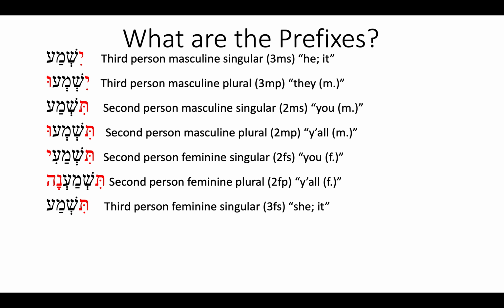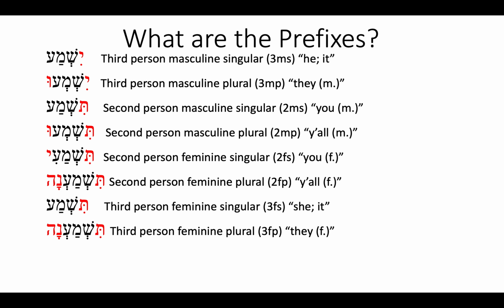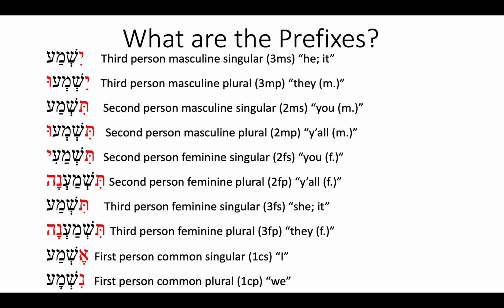Then we have a third person feminine singular, she or it. So that's tishma. We have a third person feminine plural, they feminine, which is tishmana. Maybe that sounds familiar. We have a first person common singular, I form, so I will hear is eshma. That's pretty unique in the language, I think, in terms of an aleph prefix, so it sort of stands out. And then the first person common plural is a nun prefix, so it's nishma, we.